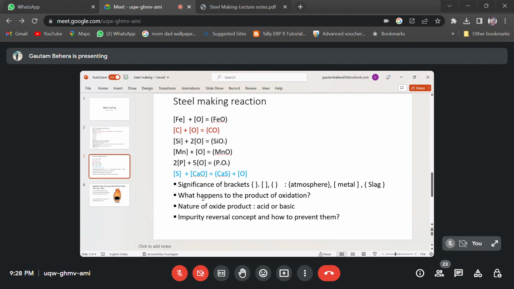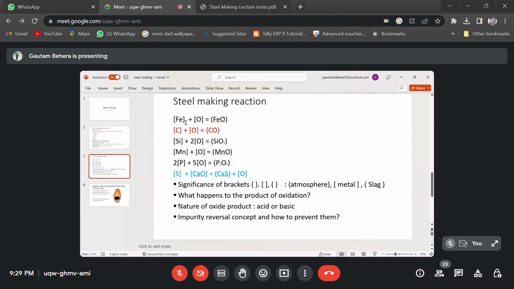So next is, what happens to the product of oxidation? What will you write? Steel making is an oxidation process, where the dissolved oxygen reacts with the impurities, and also with the base metal, because base metal means iron. That means during steel making, we are also losing some amount of iron in the form of FeO. That's why the slag contains a large amount of dissolved FeO. So steel making slag is an oxidizing slag; its oxidizing power is higher because of the higher weight percentage of FeO in it.